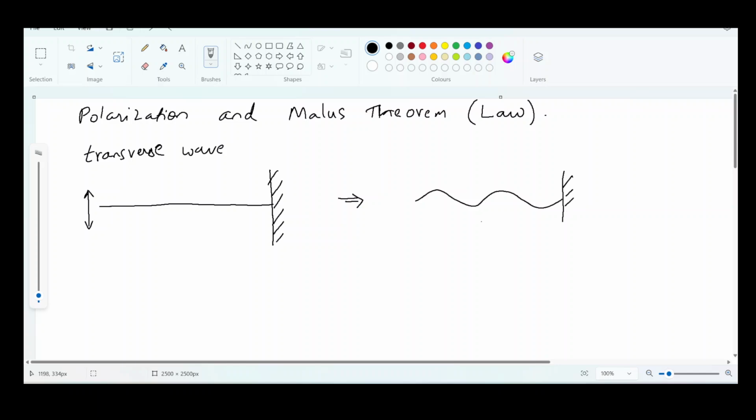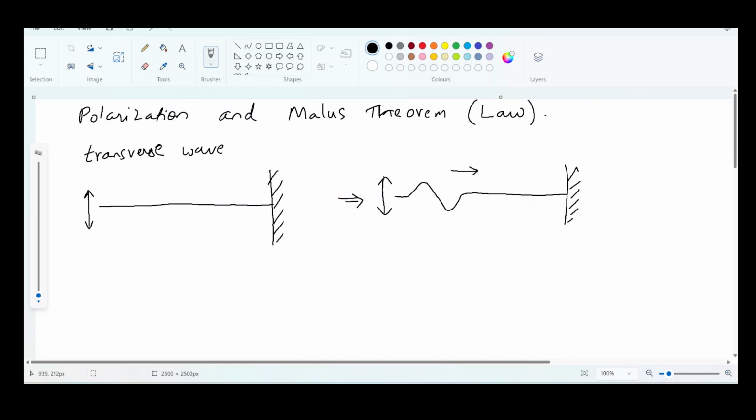So if you move the string only once, for example, then you will get a pulse of wave which will travel in this direction. Okay, so this is a transverse wave. Now if you keep moving this string, then you will get a standing wave. And in which plane you are moving the string, in that plane only the string will vibrate.